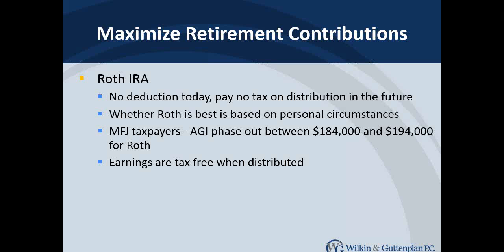We see this most commonly with our younger taxpayers. At this point, they are generally in a lower tax bracket, and so to forego a deduction today at a 10-15% tax bracket isn't generally a big tax cost, especially when compared to the benefit of having that plan grow tax-free until retirement. Taxpayers that can make a Roth IRA, again, all of these are limited by AGI, so not everybody can do this type of plan.